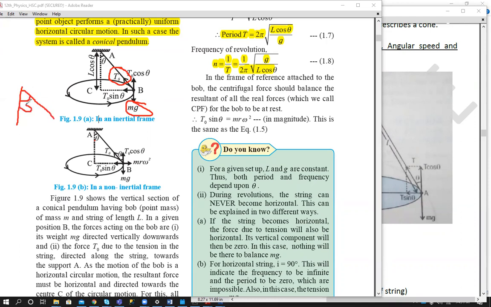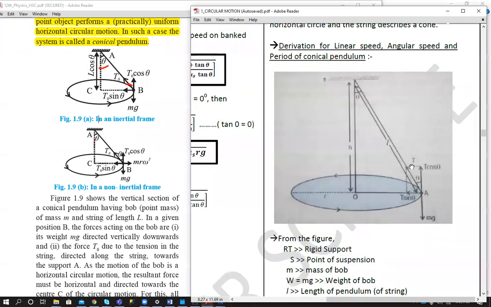Again, this is your string, this is angle theta, and force acts along this side. So this tension can be divided into two forces, one vertical, another horizontal. You can see in the diagram, T0 is here, along the string. I have taken the tension as T, you can take it as T0. This angle theta will be the same as this angle theta.